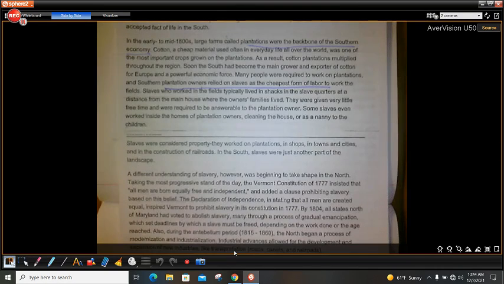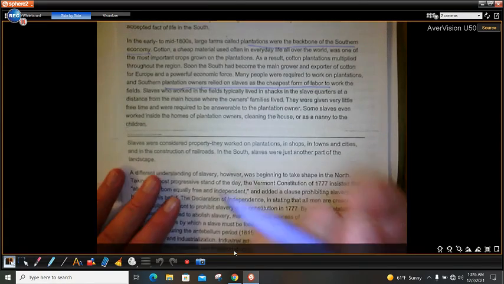Slaves were considered property. They worked on plantations, in shops, in towns, and cities, in the construction of railroads. In the South, slaves were just another part of the landscape. Slaves were considered property.